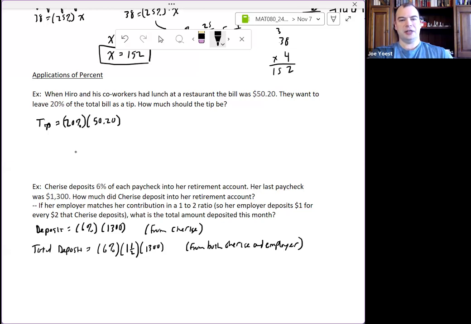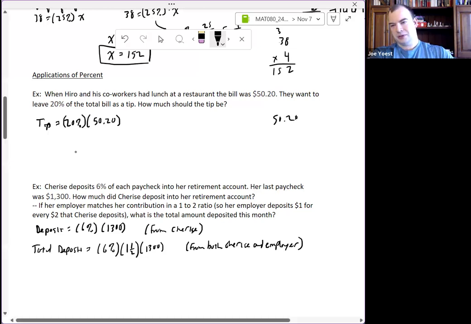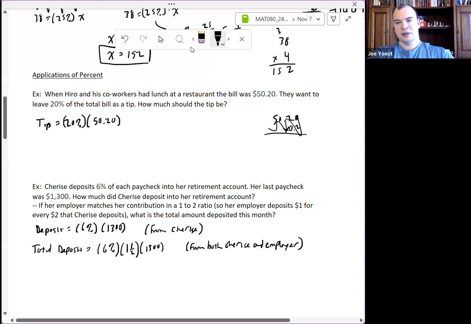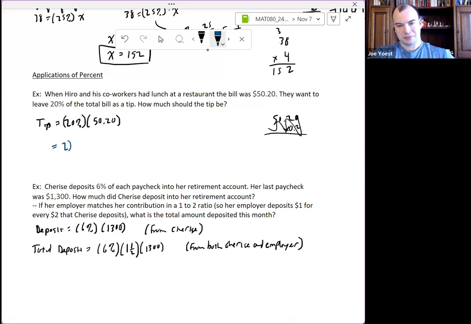Now, again, there's a couple ways I could do this. I could say 20% is 0.20. I could do 50.20 times 0.2 and go that route. I might be able to be a little more efficient here, though, mainly because 20% is a pretty nice number. There's a couple ways I could go about this. One way, maybe we'll do it in blue, would be to recognize that 20% is just 2 times 10%.